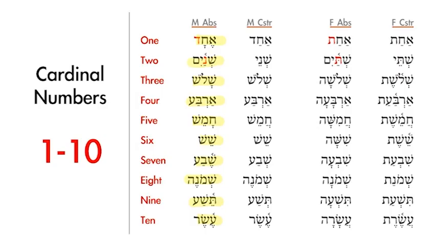Notice that for the number 1, there's a slight spelling change between the masculine absolute and the feminine absolute and construct. The dalet of the masculine absolute form is spelled with a tau in the feminine absolute and in the feminine construct. So note that change. Additionally, with regard to number 2, shnayim, the feminine absolute, shtayim, and the feminine construct, shtey, are spelled with tau rather than nun. Those two changes for 1 and 2 in Hebrew should be memorized.